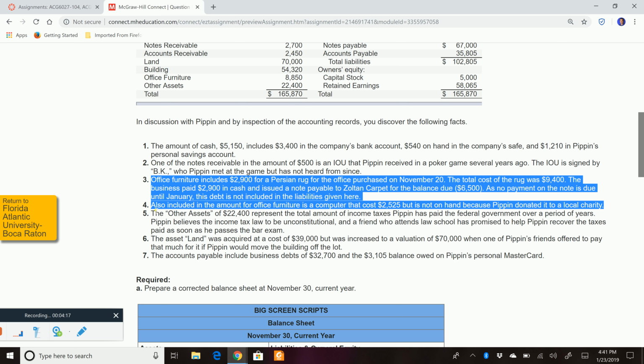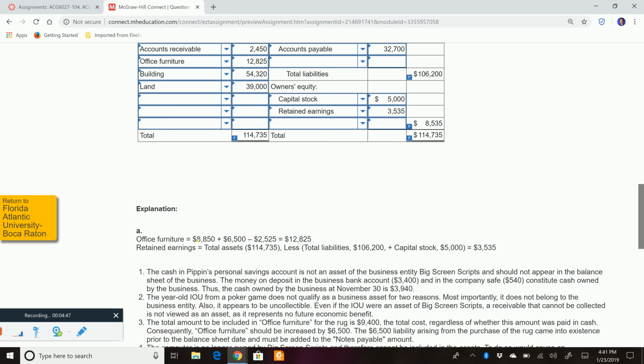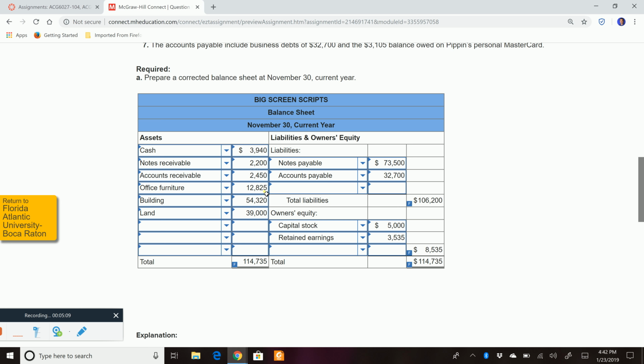$6,500. And number 4 goes on to say, also included in the amount for office furniture is a computer that cost $2,525, but it is not on hand because Pippin donated it to a local charity. So that $2,525 is included in the number. Do you think it should? And the answer is no, because the company no longer owns it. It donated it. So the $8,850, let's take a look. The $8,850, we need to add $6,500 because of the note, the piece that we didn't pay, and we have a liability, a note payable, minus the amount that was donated to charity. So the office furniture updated amount should be $12,825. And we're going to throw that in here, $12,825.